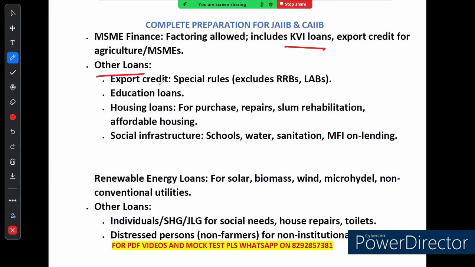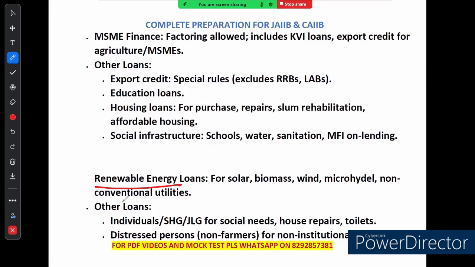Other types of loans you can see: export credit. Some banks have a special rule for this, but it does not apply to all banks. Education loans for students are included under the priority sector. Housing loans for buying and repairing homes and affordable housing schemes. Social infrastructure, that means this helps build schools, clean water, toilets, especially through microfinance. Now let's talk about renewable energy loans. So friends, banks also give loans for renewable energy projects like solar, wind, or biomass energy.